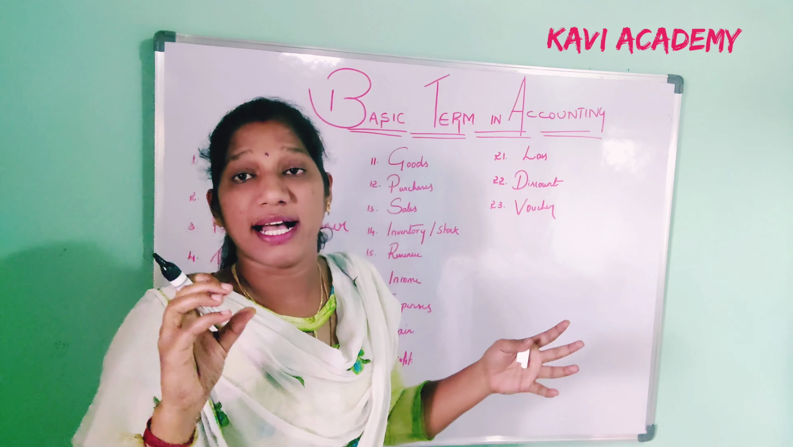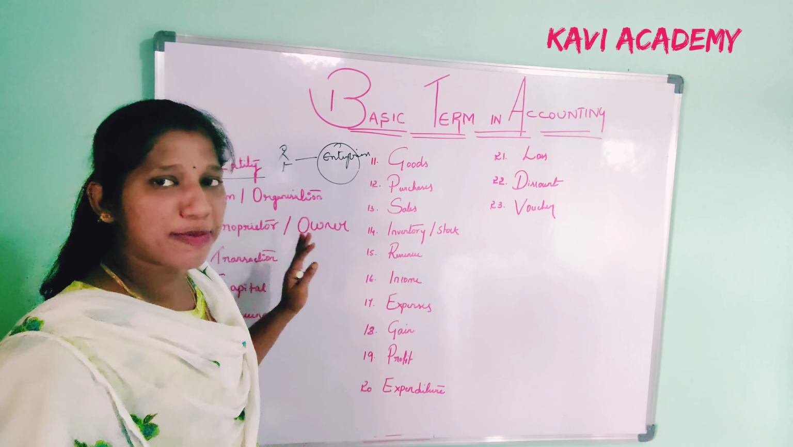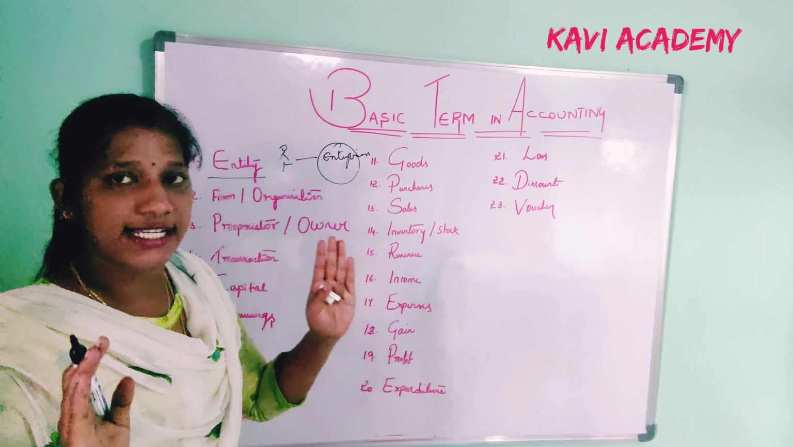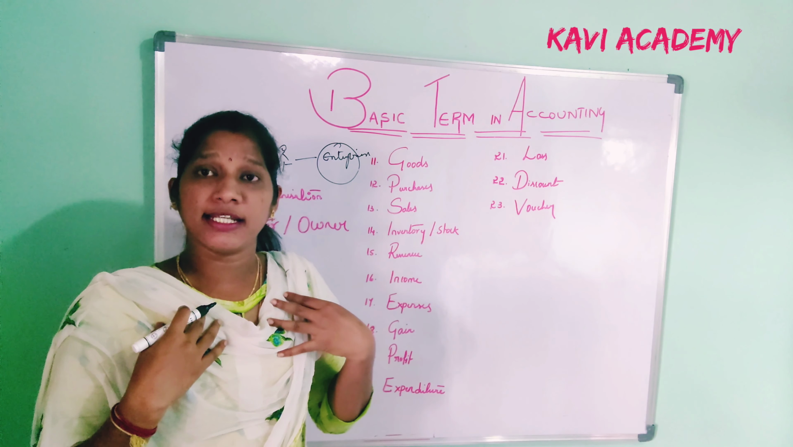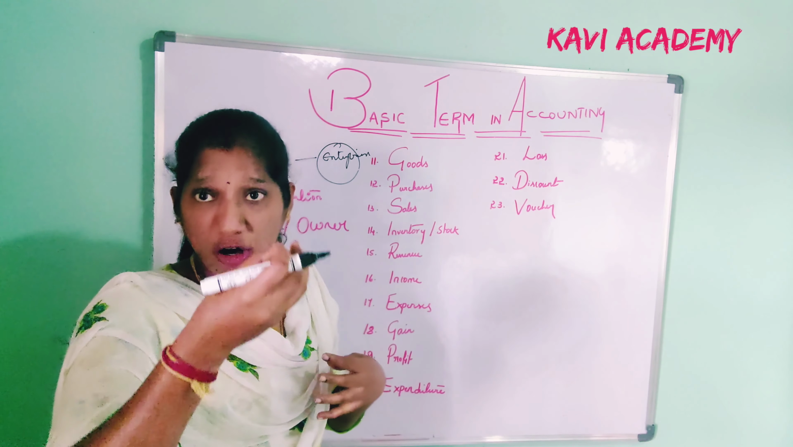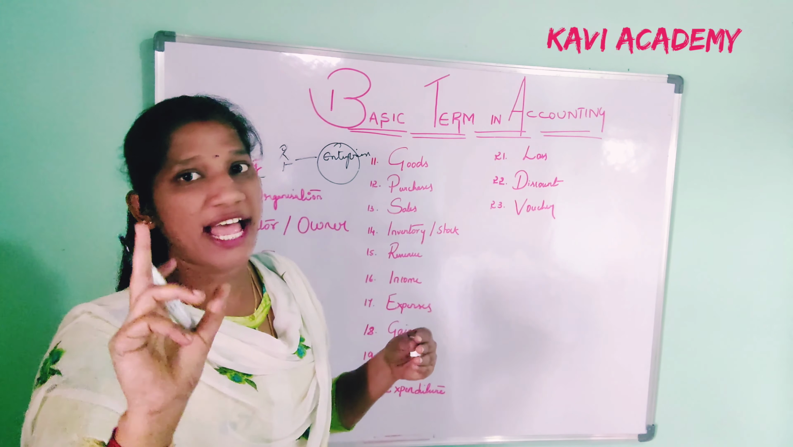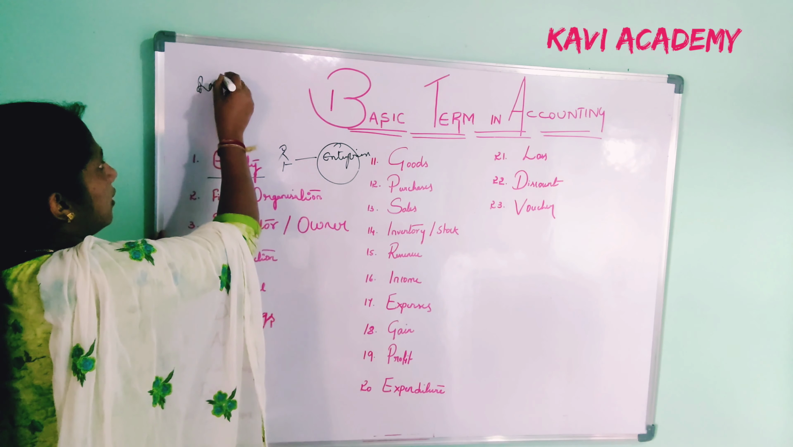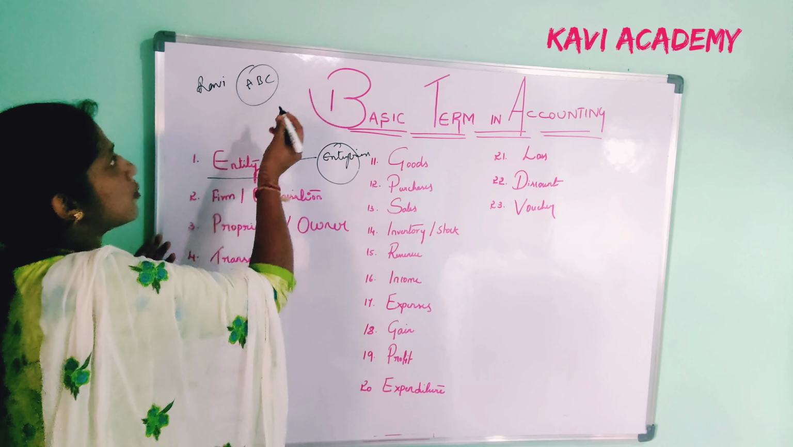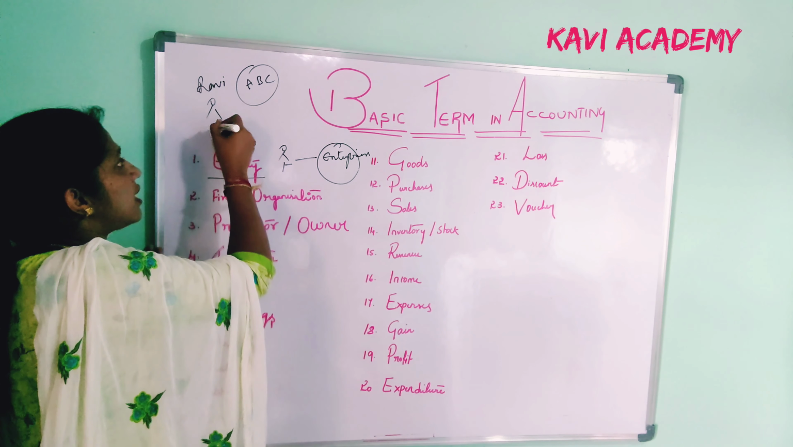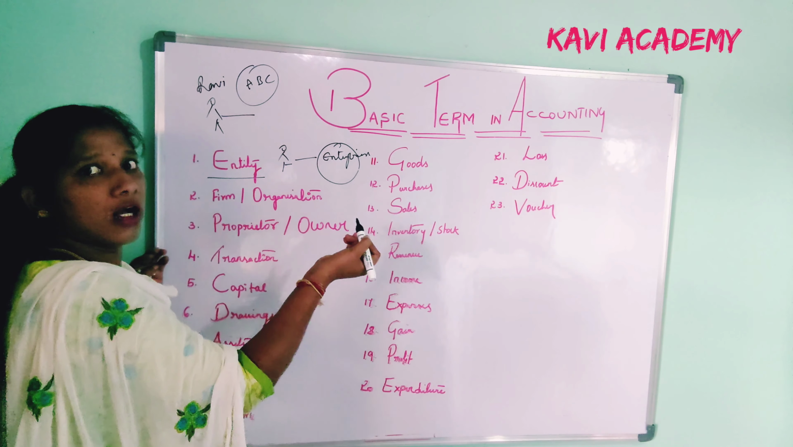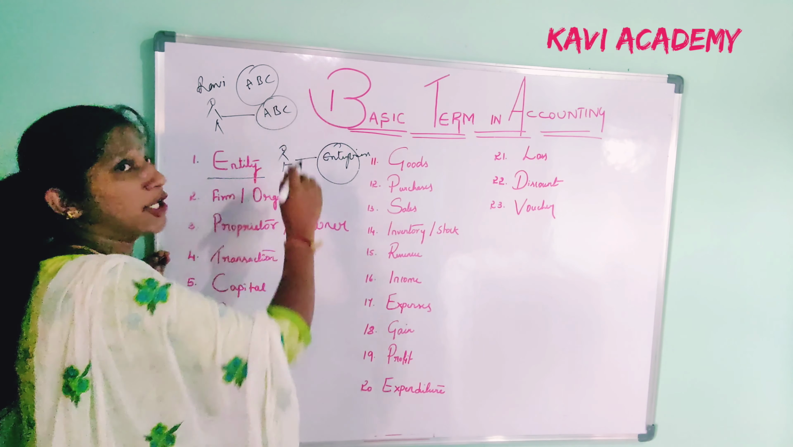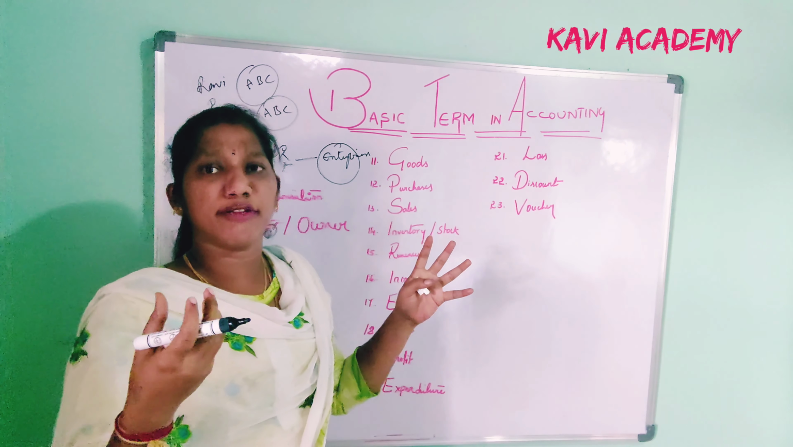Now in accounting language, entity means the person identified along with the enterprise. The person identified along with the enterprise is known as an entity. A simple example: take Ravi. Ravi started a business, ABC company. So Ravi is a person identified along with ABC company. Who is the founder of ABC company? Ravi is the founder of ABC company.